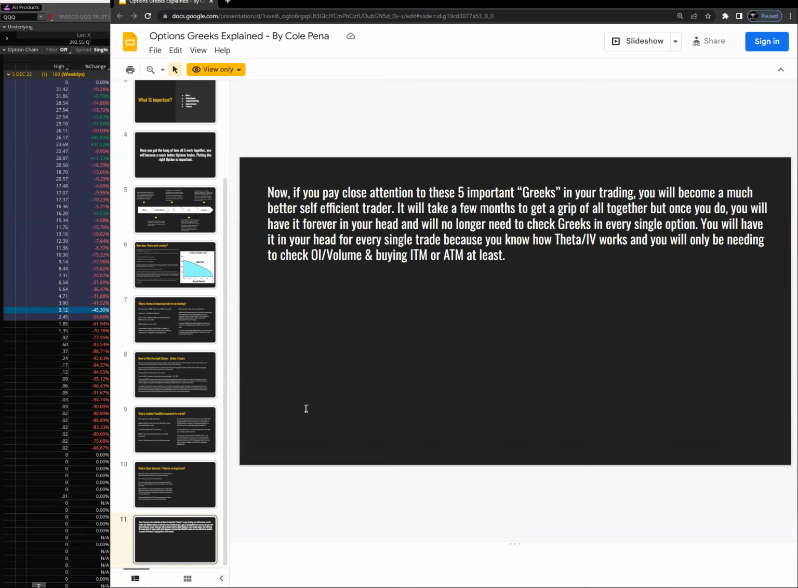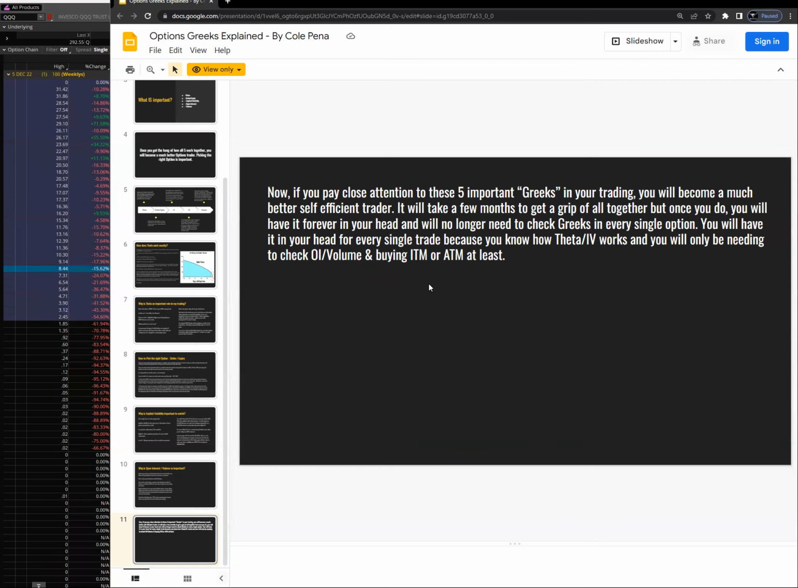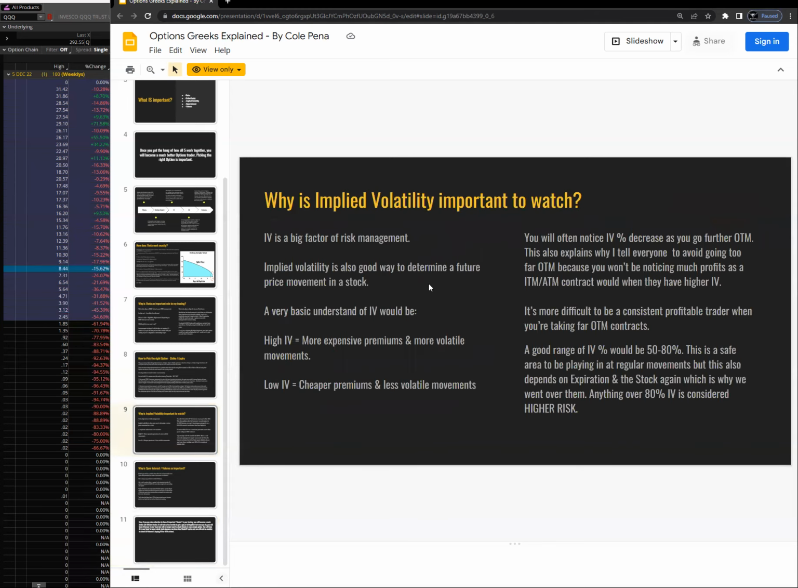So you know what you're buying, you know what you're selling, and every day, every trade you make, you will check the open interest, volume, IV, and also you should know about buying either in the money or at the money or a little bit out of the money, not too far out. Once again, yeah, so this is the slide right here.